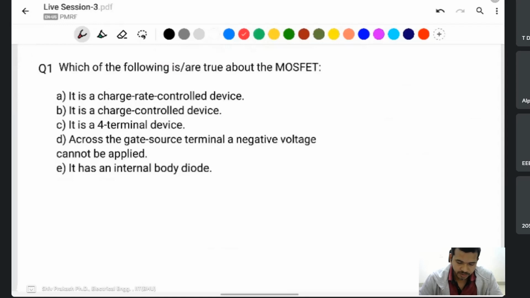As I explained, some questions from assignment number 3 and 2 suggestions for assignment number 4 also. This is the first question. Which of the following is true about the MOSFET? I think everyone knows about the MOSFET. It is a charge rate control device. It is a charge control device, 4 terminal device. Across the gate source terminal, a negative voltage cannot be applied. It has an internal body diode.